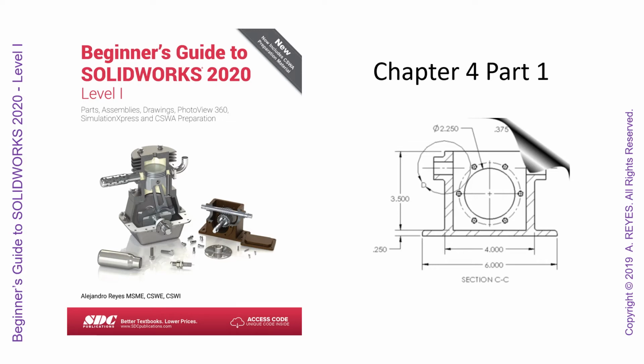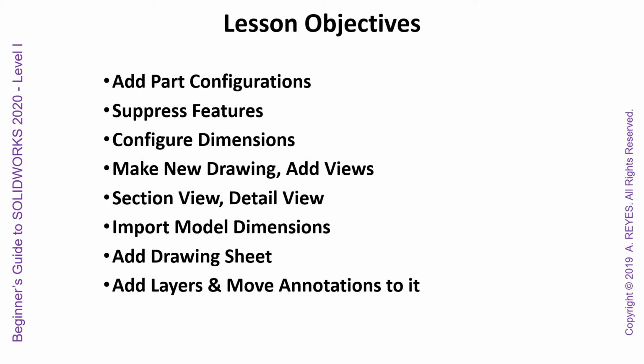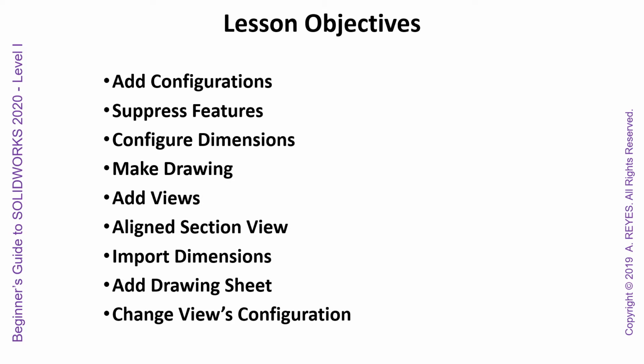So the housing, side cover, and top cover. With the housing, you're going to learn how to add part configurations, suppress certain features, configure dimensions, make a new drawing, and add different views. You'll see how simple this can be. Put in a section view and a detail view, import model dimensions, add a drawing sheet, and then add layers and move annotations to it.